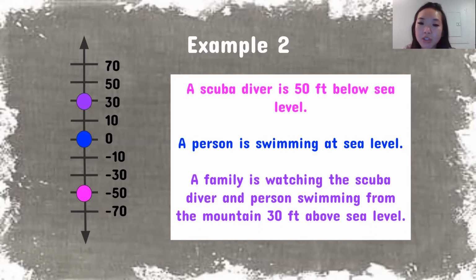And then the family is watching the scuba diver and the person swimming from a mountain 30 feet above the sea level. I have that in purple. So then above sea level is my positive numbers, and that is going to be at positive 30. So I hope that makes a little bit of sense for you guys, and you guys can understand that below sea level will always be negative, above sea level will always be positive.